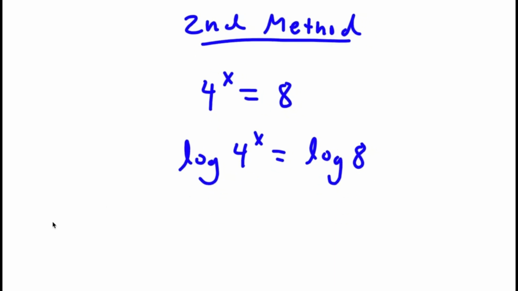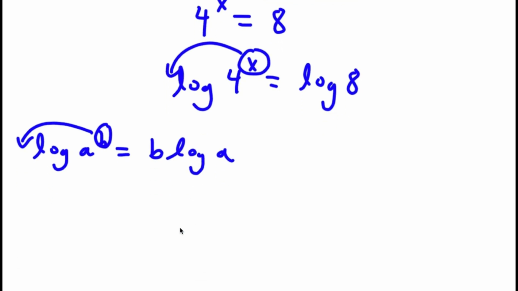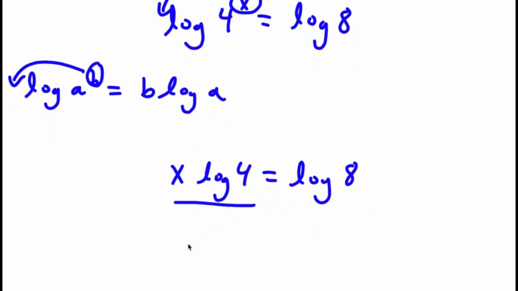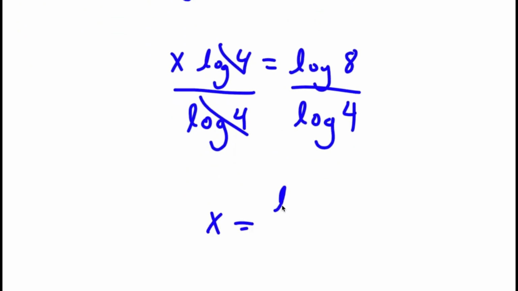Now, if I have something in the form log a to the power of b, I can actually move this exponent b to the front. So this is going to equal b times log a. So in this case, for log 4 to the power of x, I can move x to the front. So that's going to equal x times log 4, which is equal to log 8. Now I can simply divide both sides by log 4. These two cancel out, and I'll be left with x is equal to log 8 over log 4.